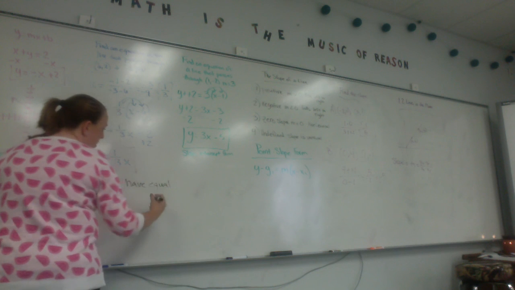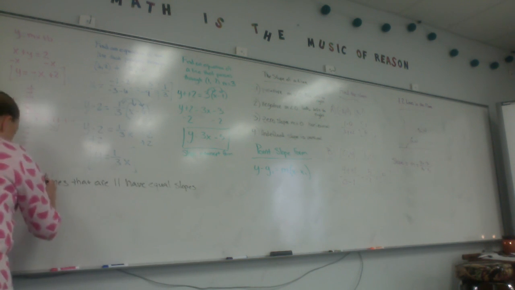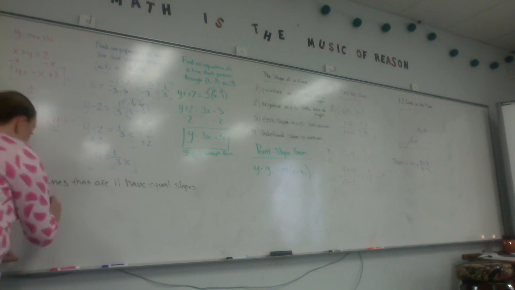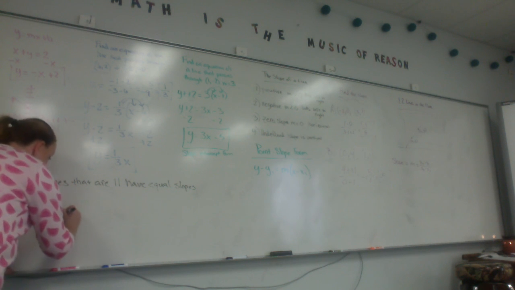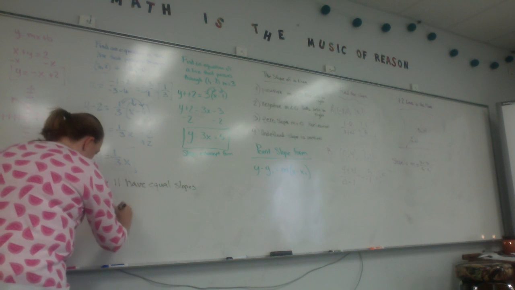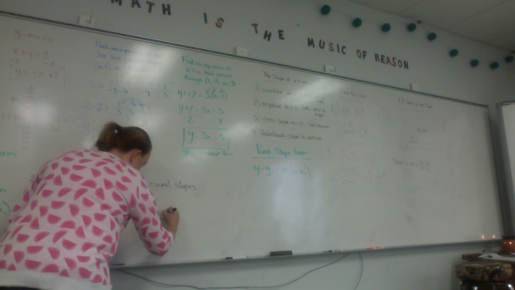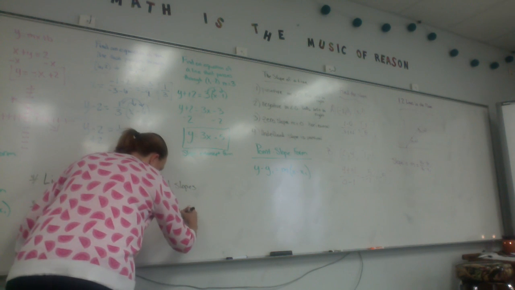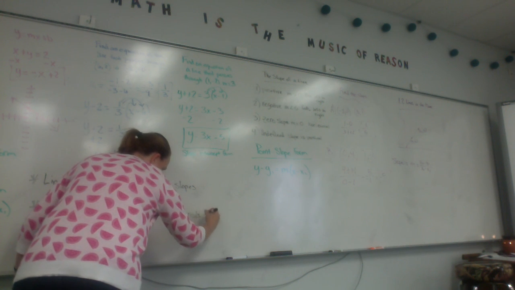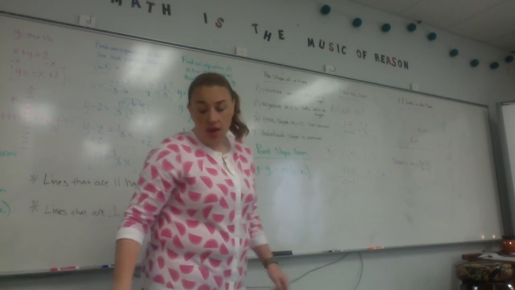What about lines that are perpendicular? Opposite, not just the opposite, the opposite reciprocal. So it's opposite sign and it's flipped. Lines that are perpendicular have opposite reciprocal slopes. That is what we're doing today.